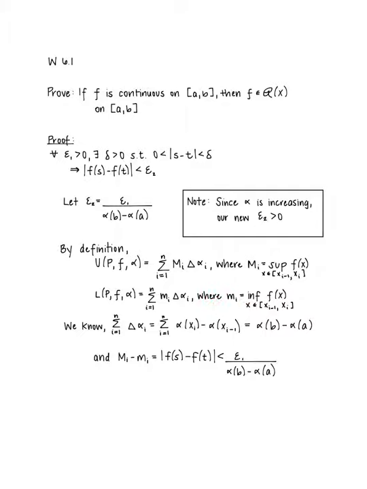We also know that the sum of our delta alpha sub i is equal to the sum of alpha x sub i minus alpha x sub i minus 1 because we're increasing, which then is going to be over our interval of alpha b minus alpha a. The last thing that we know is that capital M sub i minus lowercase m sub i is going to be equal to that distance of f of s minus f of t, which is going to be less than our epsilon, which we set as epsilon sub 1 over alpha b minus alpha a. So what we're going to do is plug these values into our upper sum and our lower sum and show that it's going to be less than epsilon.